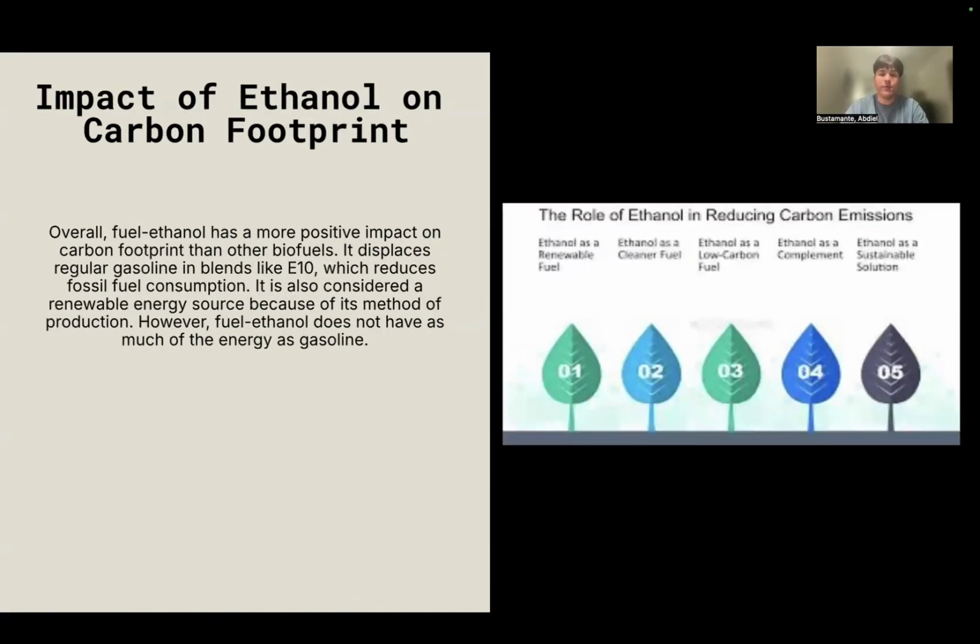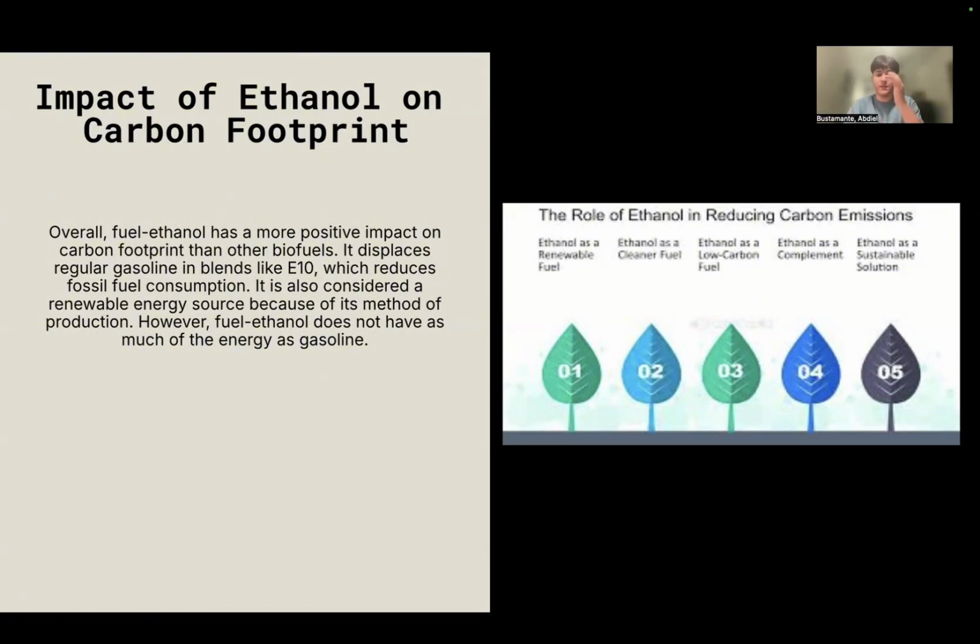Impact of ethanol on carbon footprint. Overall, fuel ethanol has a more positive impact on carbon footprint than other biofuels. It displaces regular gasoline in blends like E10, where gasoline has a total percentage of 10% ethanol, which reduces fossil fuel consumption. It is also considered a renewable energy source because of its method of production, since it comes from plants. However, fuel ethanol does not have as much energy as gasoline. In fact, it only has about 67 of the total energy content of gasoline.